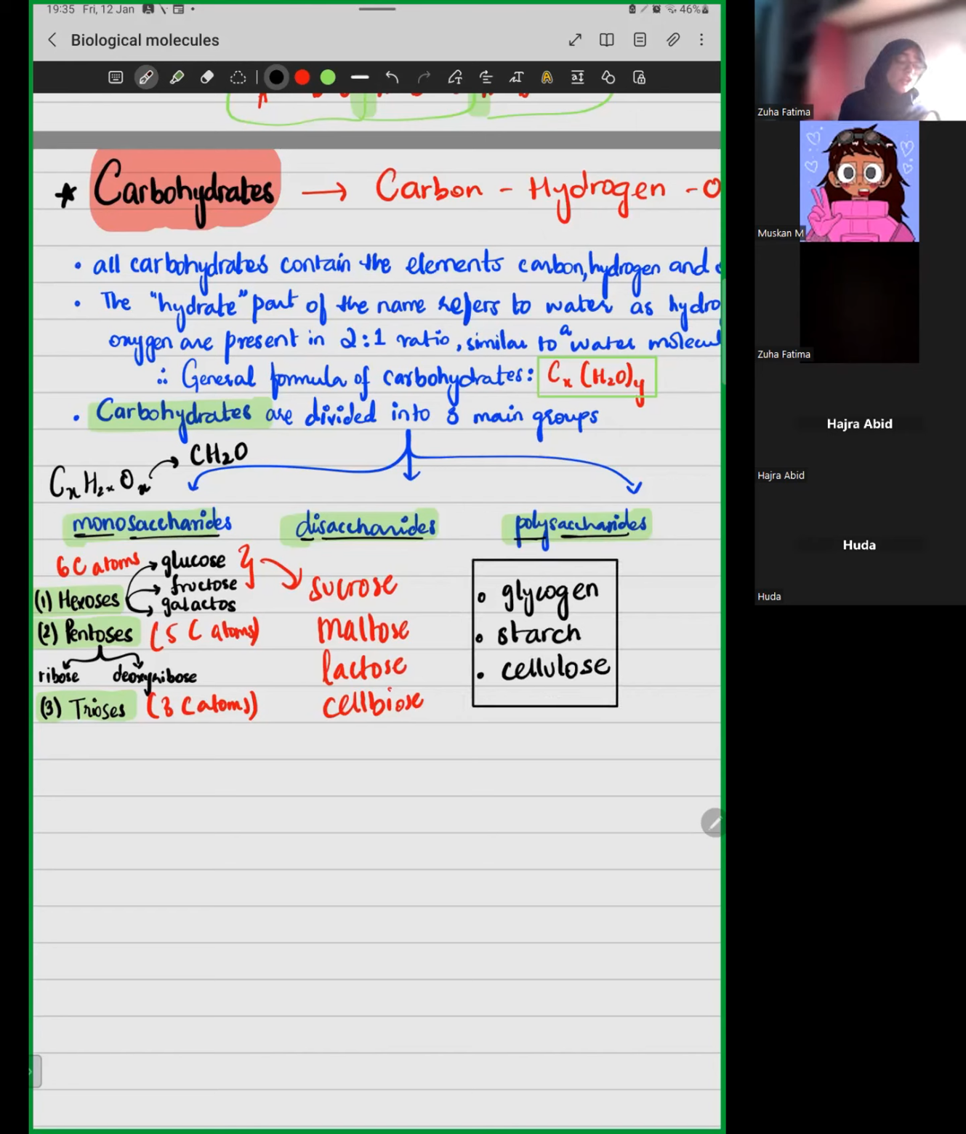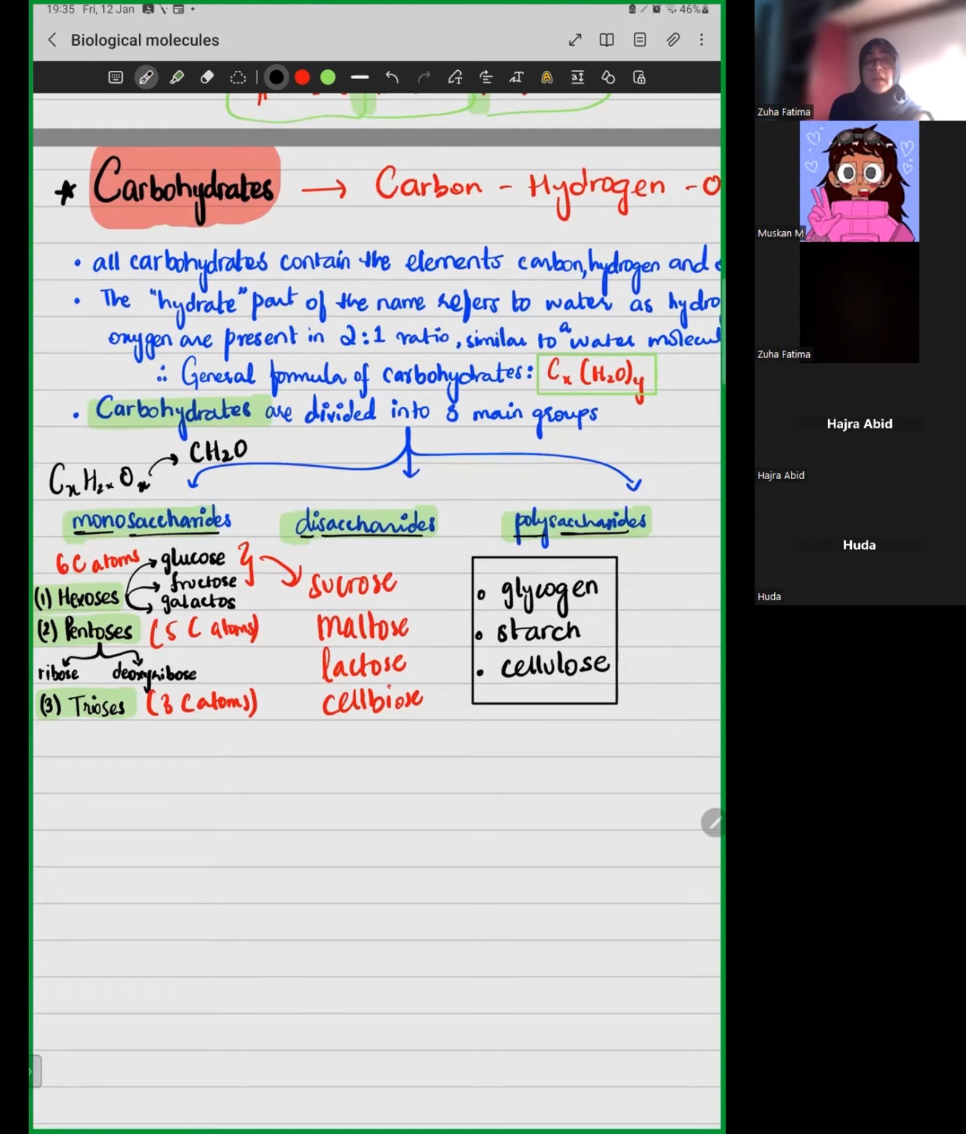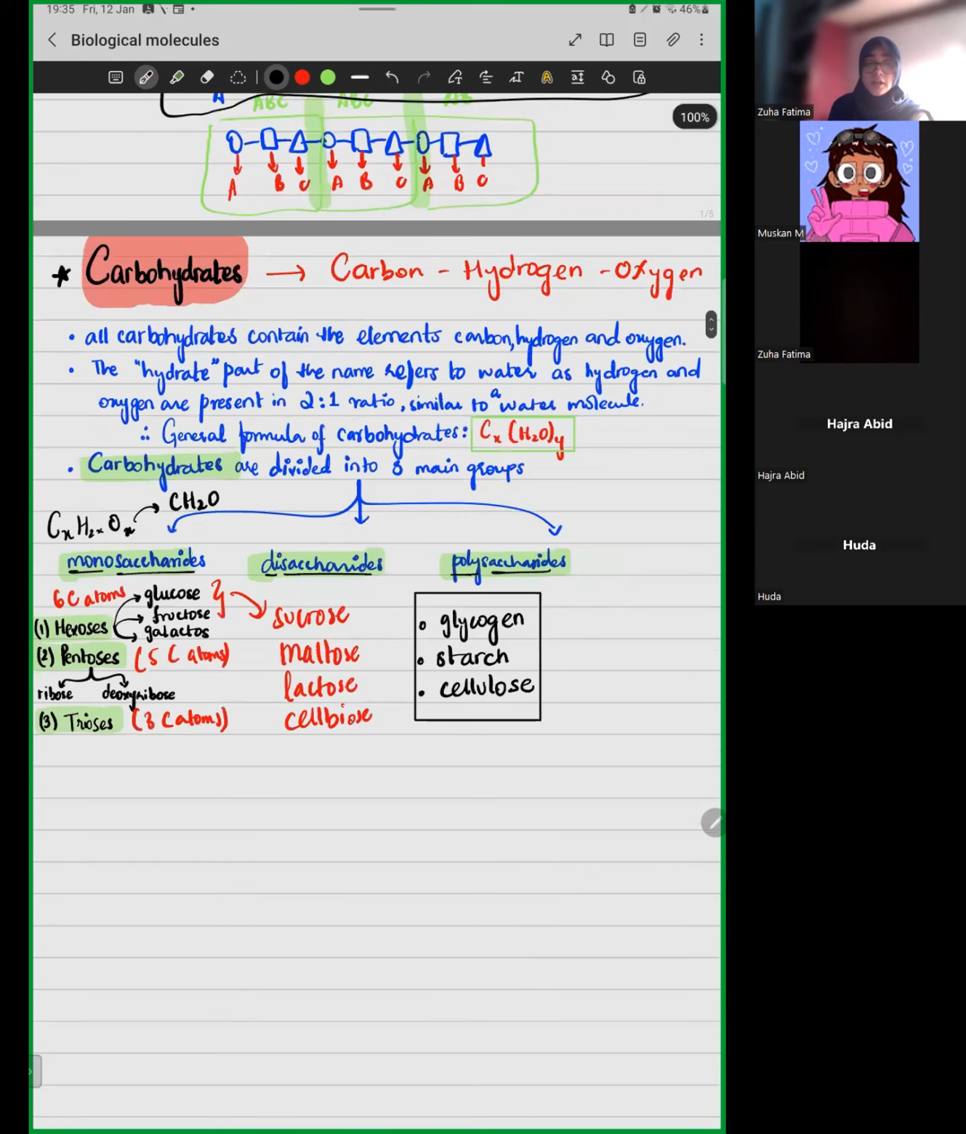But that is basically a general overview, a general classification of carbohydrates. Any questions so far? Or we move forward? Anything you guys want to ask Khuda, Muskan, Hajra?